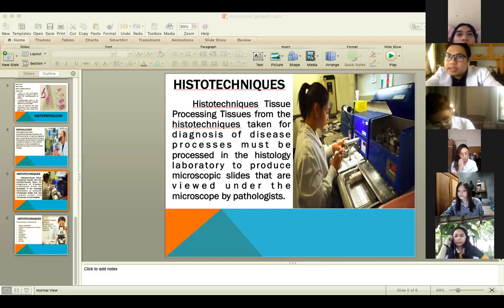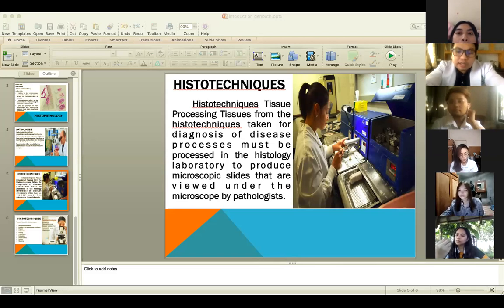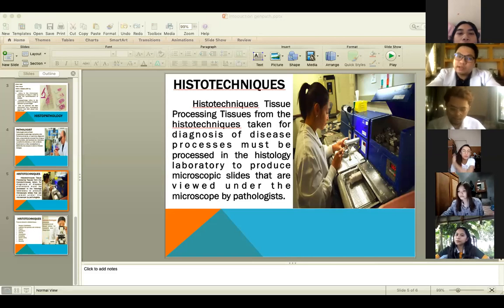Sino dito, nung senior high school kayo, nakapag-duty sa laboratory na merong histopath? Wala? May idea ba kayo kung paano pinaperform ang frozen section?